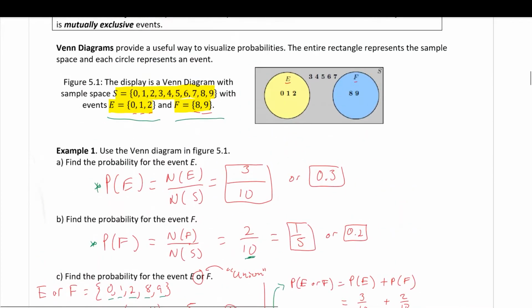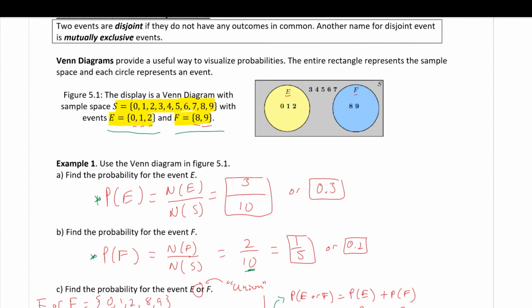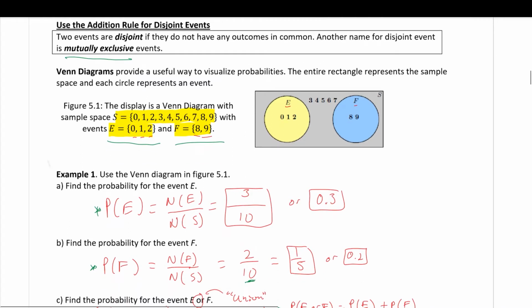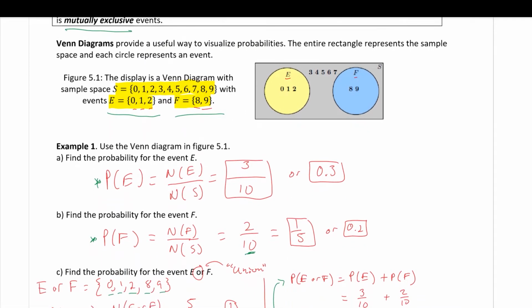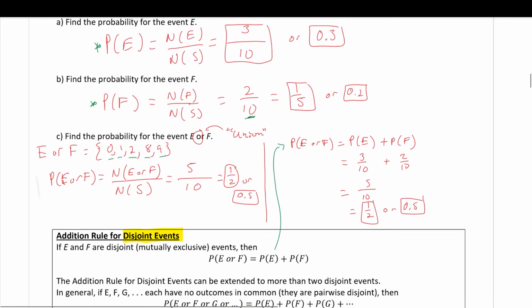And are E and F disjoint? Well, yeah, just from the Venn diagram, it just means that both of these events have nothing in common. Okay, they're mutually exclusive. E and F, there's no overlap, as you can see here. So you might be asking, well, how do you find OR probabilities if there is overlap? Well, that's going to lead us into the next rule on the next page.